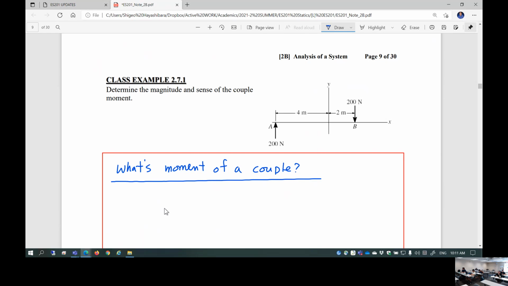It would be 200 times 6 meters. That's right, that's right. What's the value? 1200 Newton meter. That's right. What's the sense? This way, right?